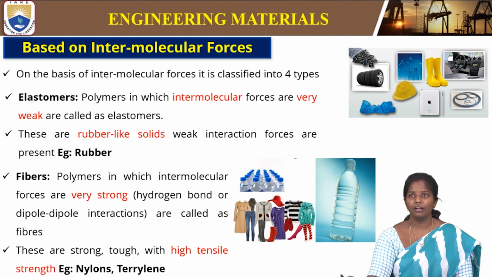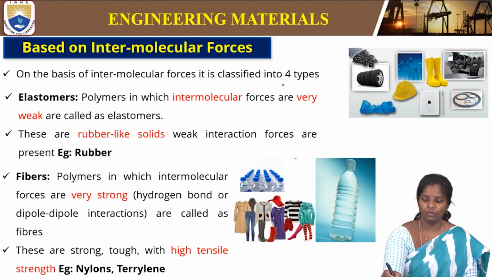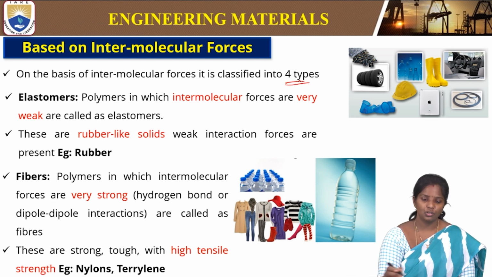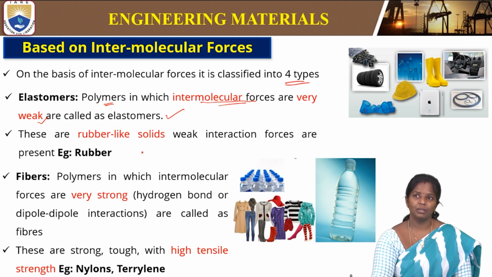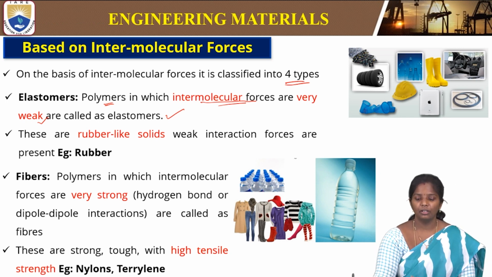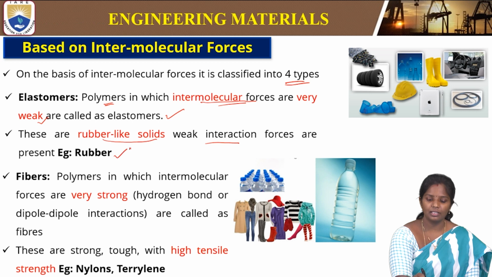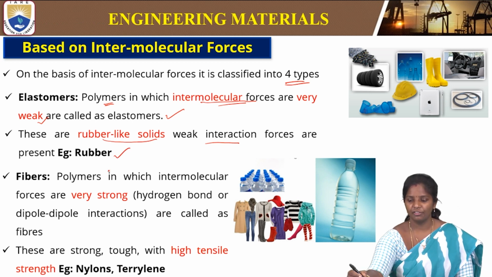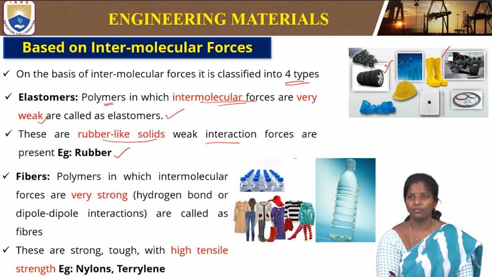Then based on intermolecular forces. Whenever there is a reaction going on, there are forces between two different monomeric units. Based on that, there are four types of polymers. Elastomers, in which intermolecular forces are very weak. Elastomers are nothing but rubber-like material. These are rubber-like solids with weak interaction forces. An example is rubber. These are used in safety shoes, helmets, plastic bags, and tires. So these are some of the examples.